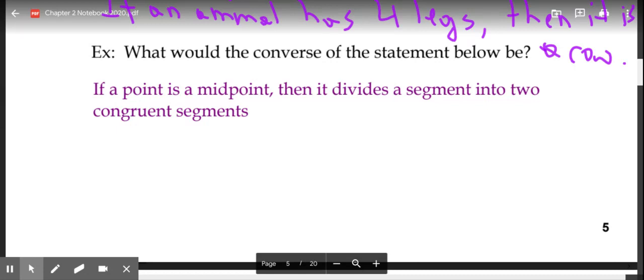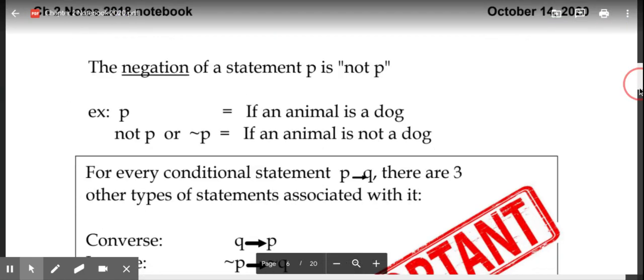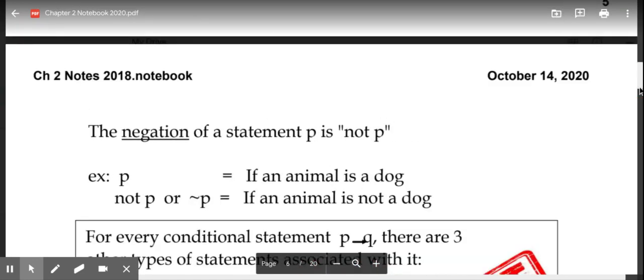Or you can say then a point is a midpoint. Okay, so again, converse, all you do, you switch if and then. Okay, the next part of the lesson is negation. In mathematics, sometimes we negate. For example, angle A is acute, and then we say angle A is not acute. So negation basically means not P.